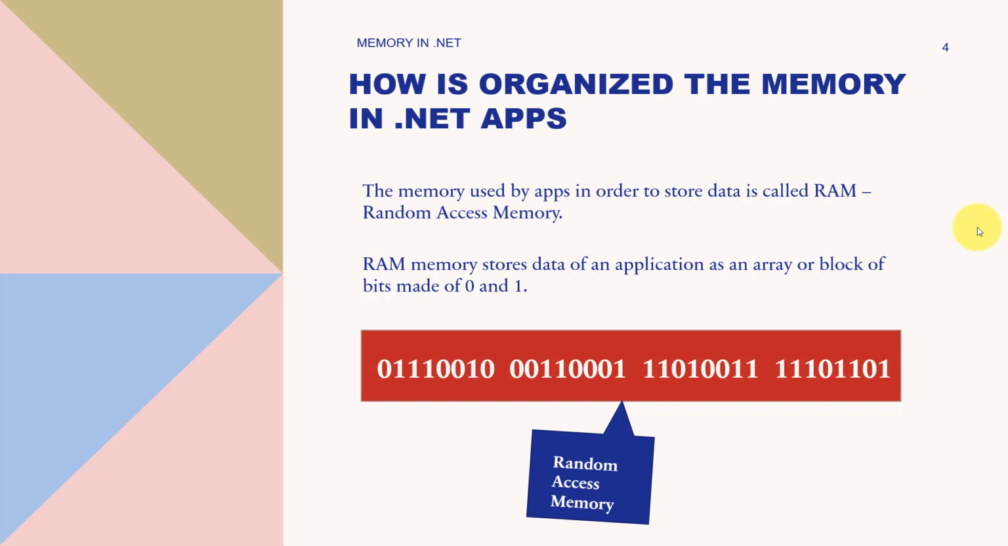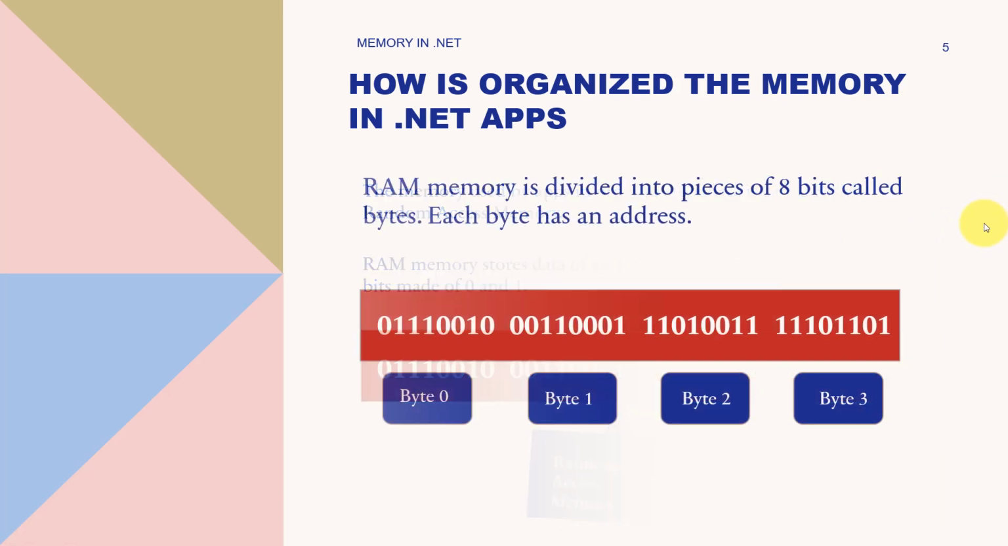RAM memory stores data of an application as an array or block of bits made of 0 and 1. RAM memory is divided into pieces of 8 bits called bytes. Each byte has an address, as you can see in this picture. This is the address for this byte, 0. Another address for another byte is 1. Further is 2, and so on.